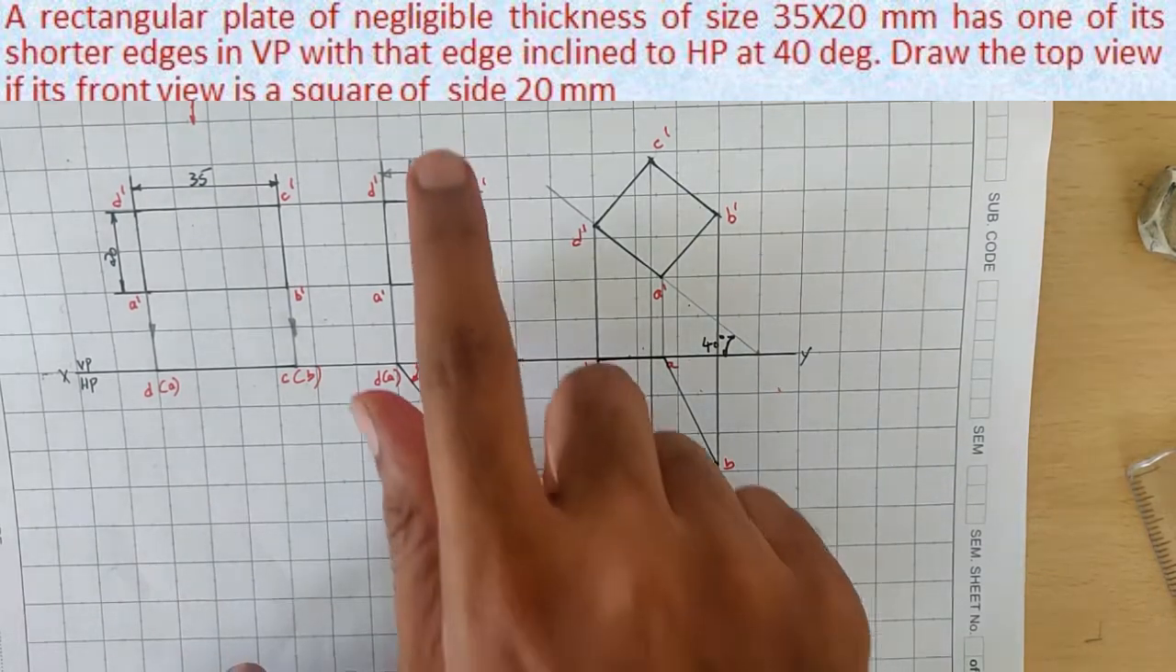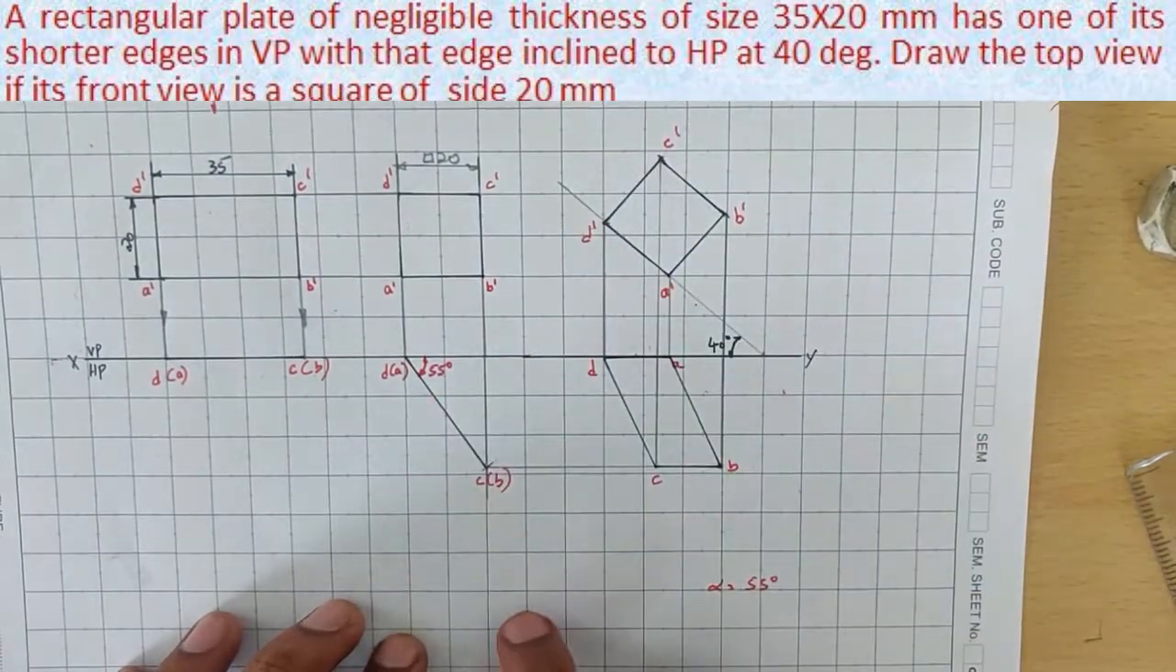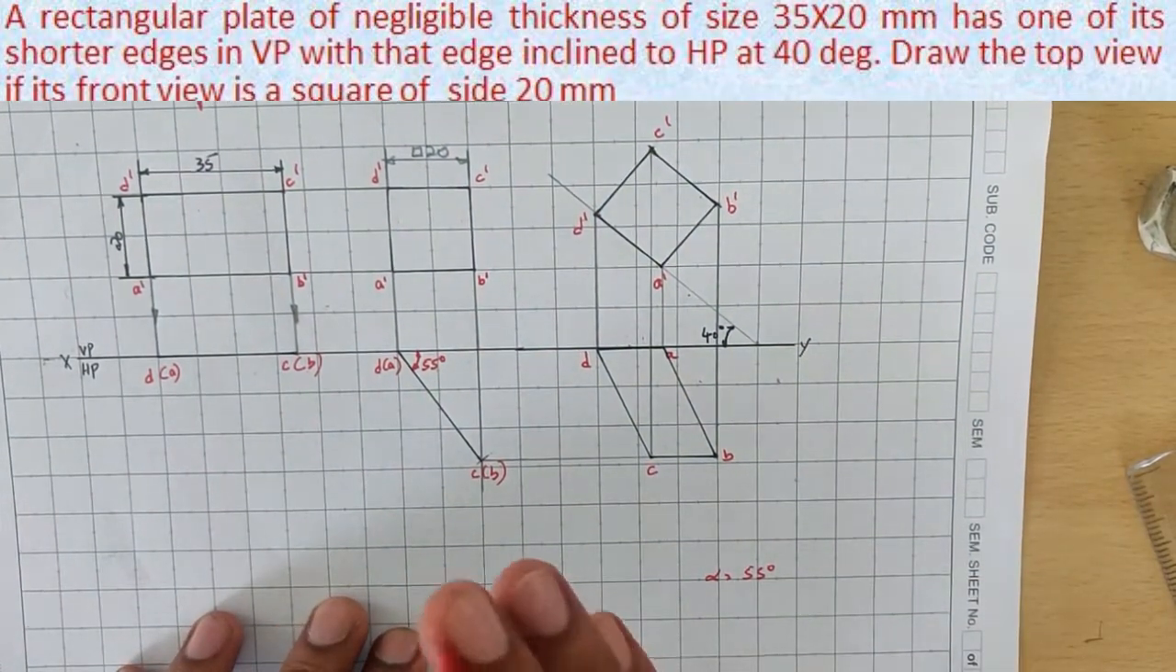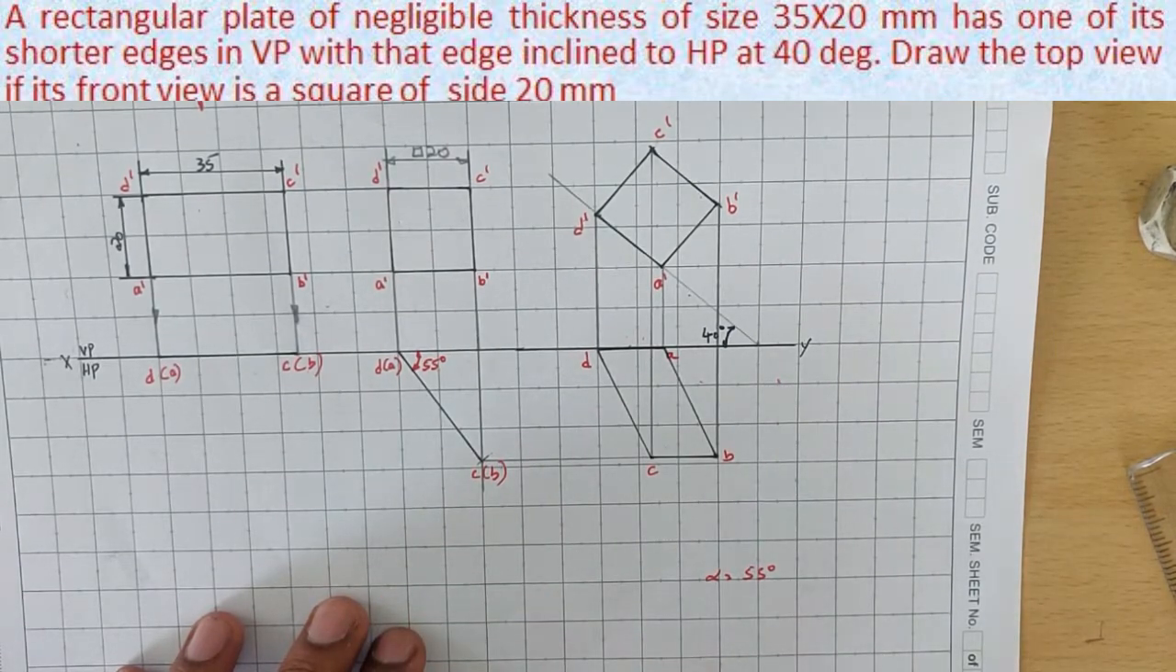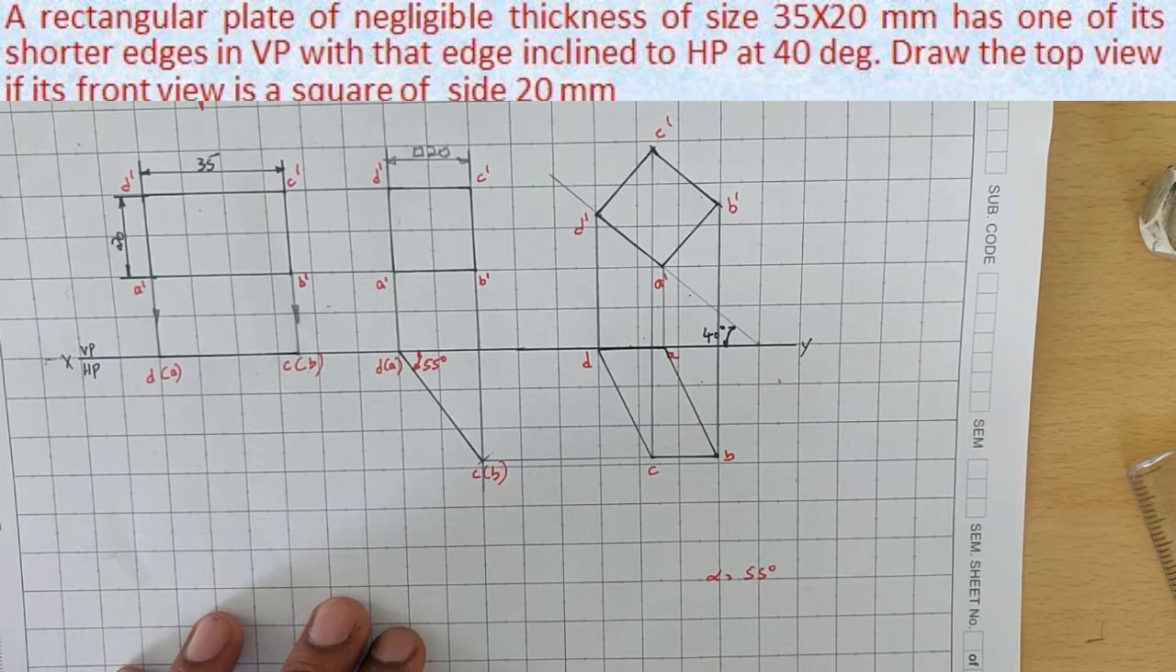So here let me explain. This is very simple, so it is very easy to understand. As I told, we need to divide this problem into 3 different segments. The first segment is whether the edge is resting or the corner is resting, or it is placed on VP or HP. You need to identify 2 parameters here. When I read the first statement, it says a rectangular plate of negligible thickness of size 35 into 20 mm has one of its shorter edges in VP.